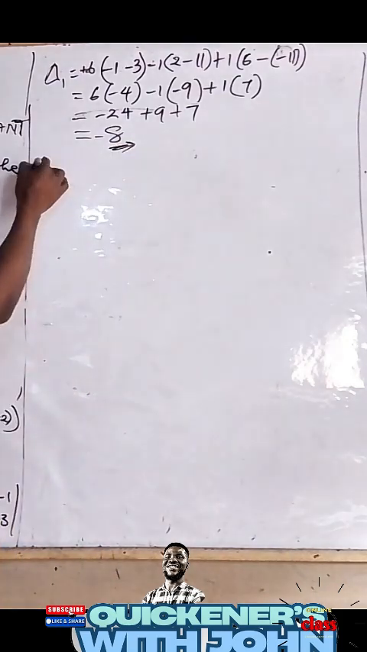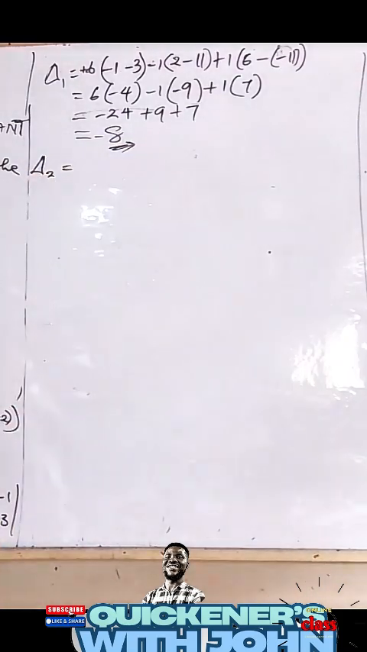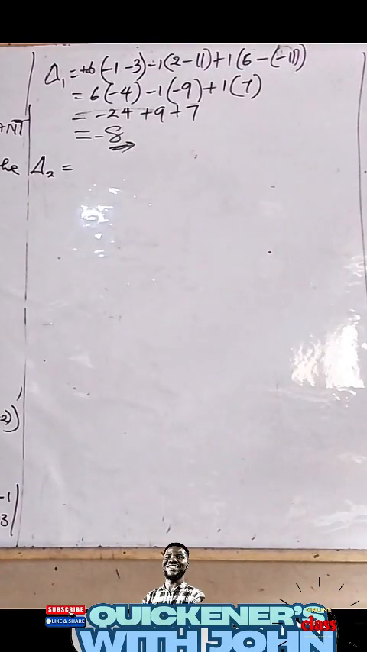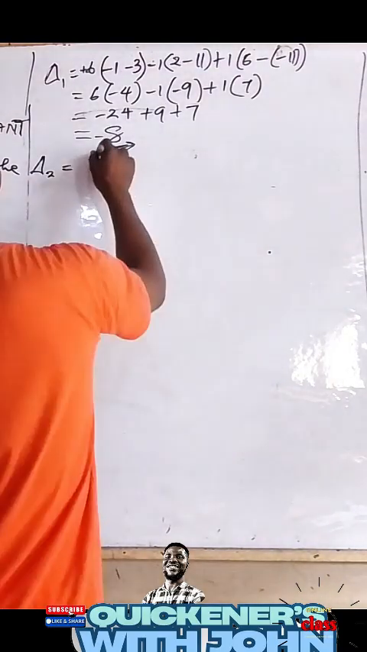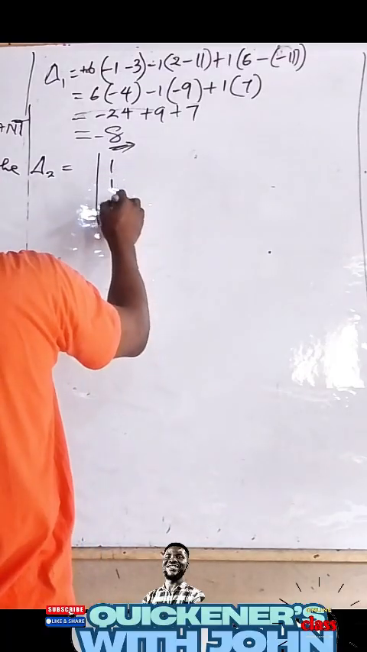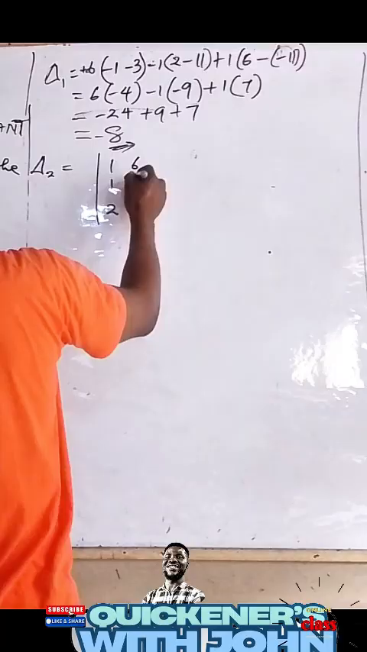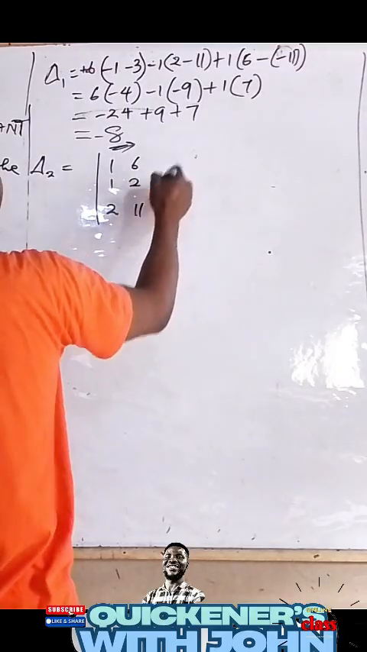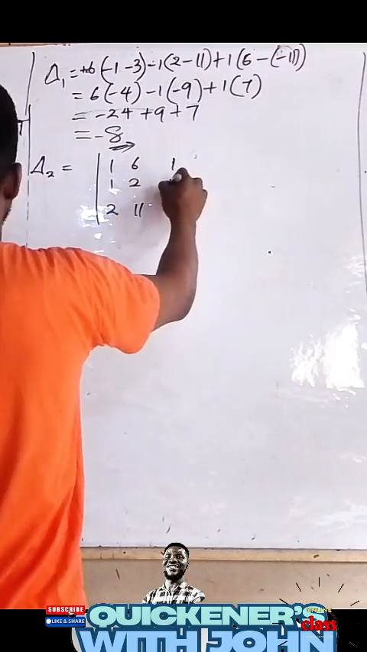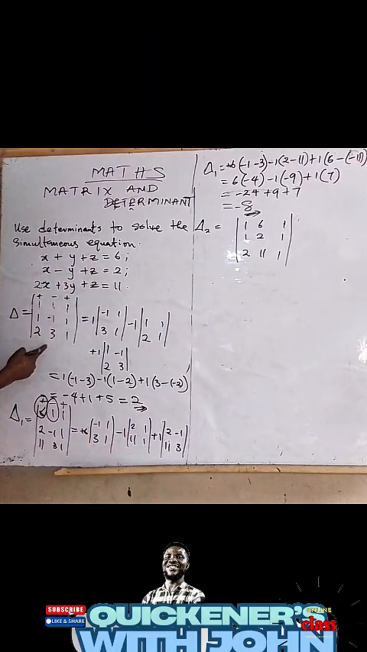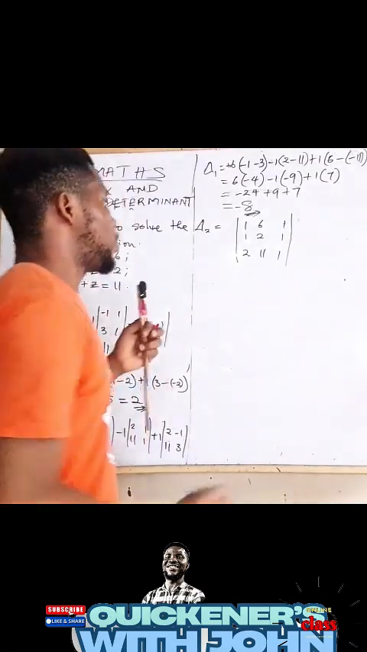So the next one is delta 2. Remember delta 2, we are using what? We are replacing the variable of y with what? This number here. Okay, so what do we have? 1, 1, 2. So we have 1, 6, 2, 11. Then you have 1, 1, 1. So you replace this one with 6, 2, 11. I hope you understand that. So let's continue.